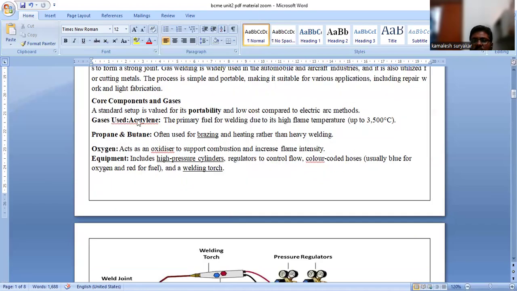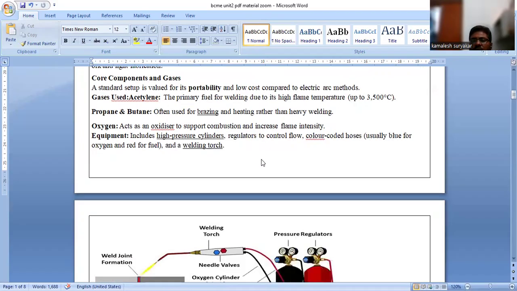What are the important components and gases? The standard setup is valued for its portability and low cost compared to electric arc methods. Gases used are propane and butane. Oxygen equipment is used. The primary fuel here is acetylene. Instead of acetylene, you can use propane or butane also for this welding process.